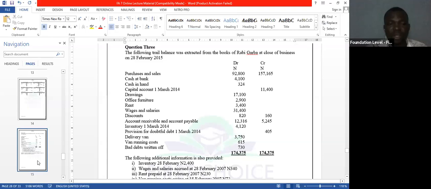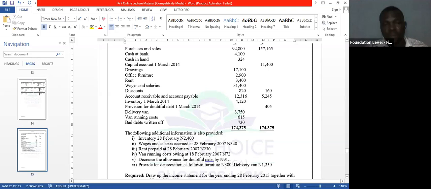So the following trial balance was extracted from the books of Gabe at close of business on 28th February. They gave us a trial balance that contains the balance of each ledger. Now, we have additional information. I put additional information here.